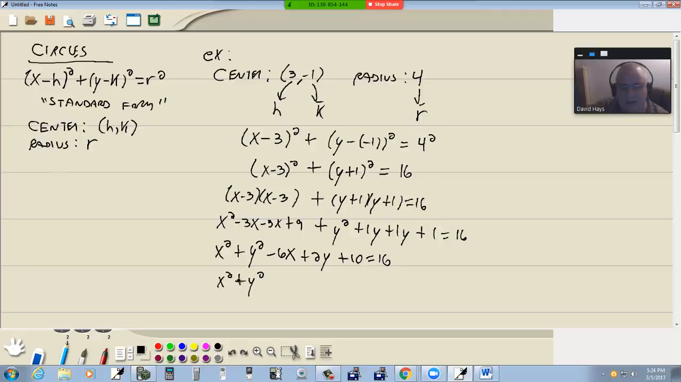Now you have to see what they say for standard form here. Some books will want the number on the right side, and most of them want it on the left side. So I'm going to take that 16 and move it over. So we're going to have x squared plus y squared.